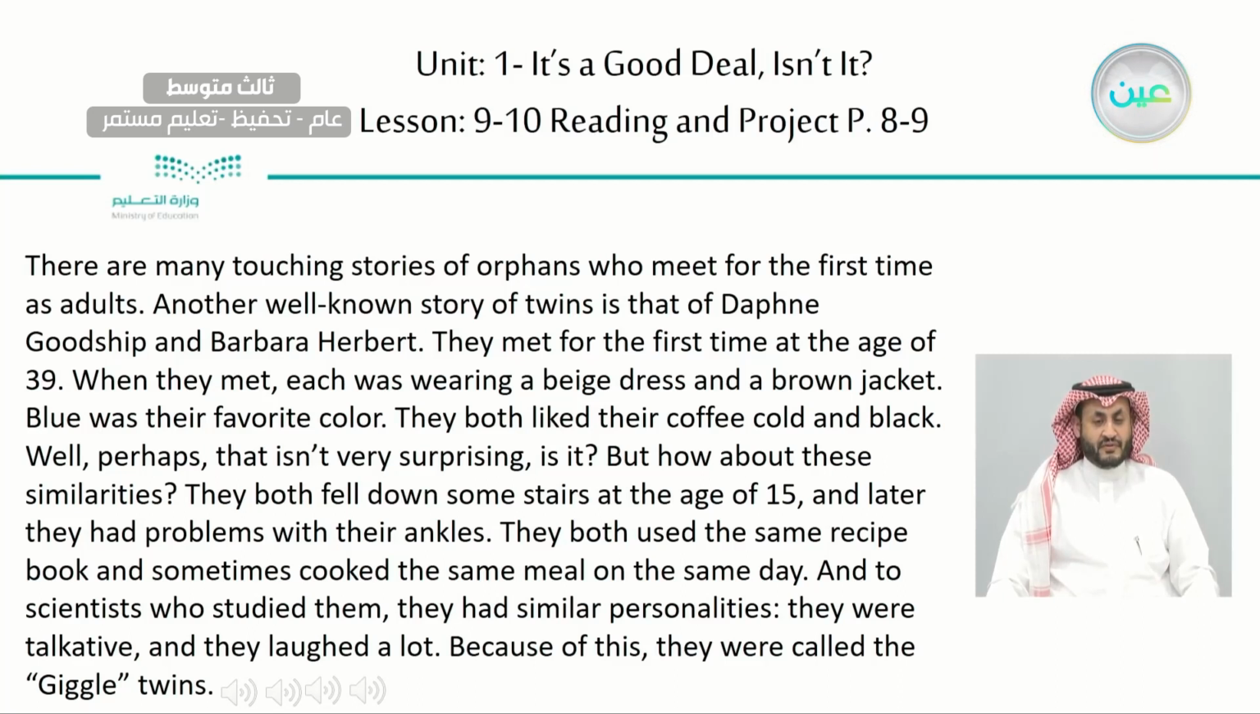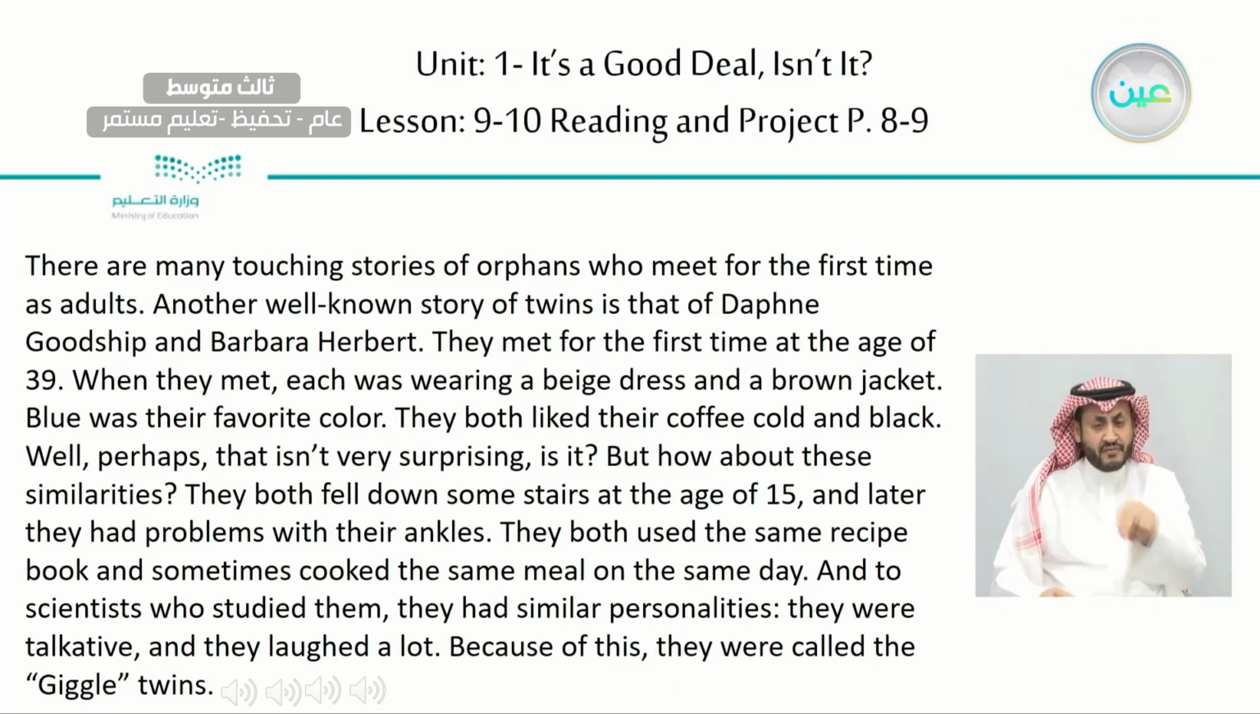Let's hear it together. There are many touching stories of orphans who meet for the first time as adults. Another well-known story of twins is that of Daphne Goodship and Barbara Herbert. They met for the first time at the age of 39. When they met, each was wearing a beige dress and a brown jacket. Blue was their favorite color. They both liked their coffee cold and black. Well, perhaps that isn't very surprising, is it? But how about these similarities?